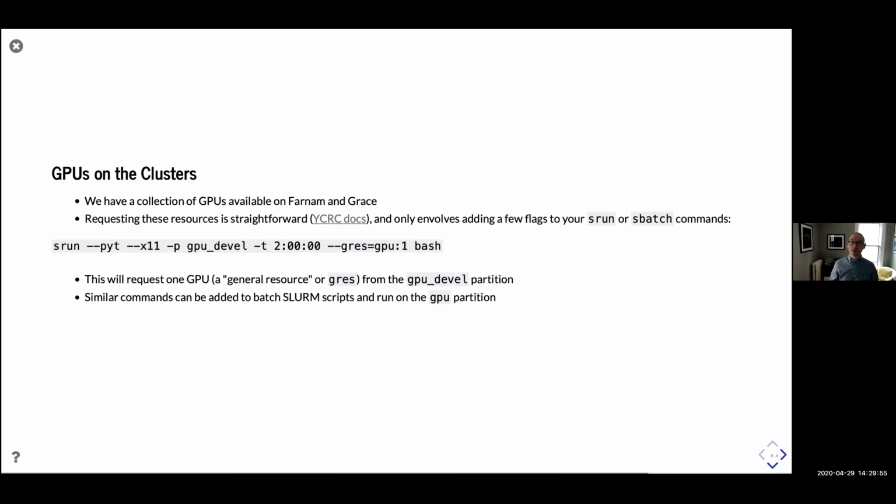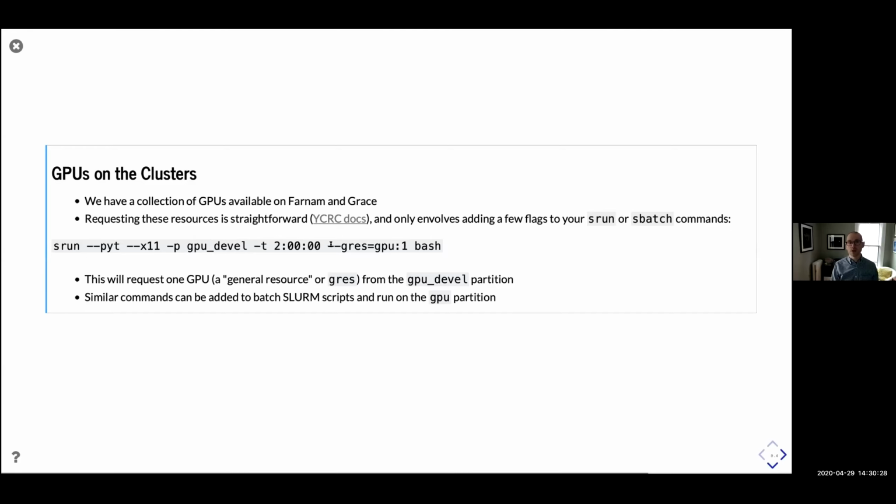You can request these GPUs, and there are two public GPU partitions that everyone has access to. One is called GPU devel. This has shorter wall times and fewer nodes, but the goal is that you should be able to demo and work through kinks on that particular system, and then deploy it to larger systems on just the GPU partition.